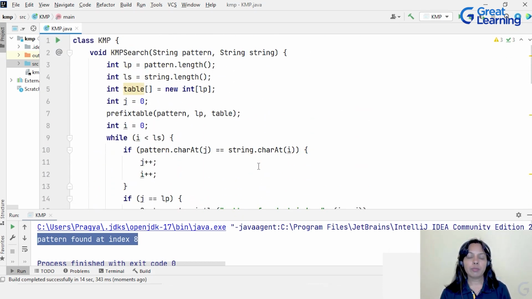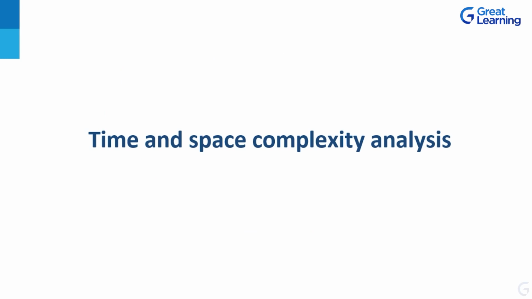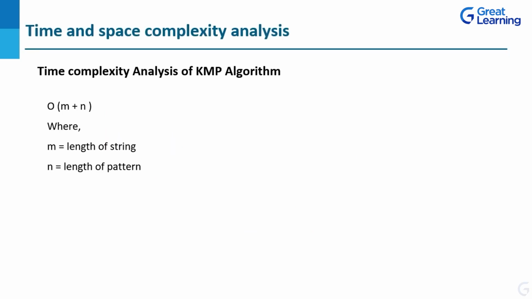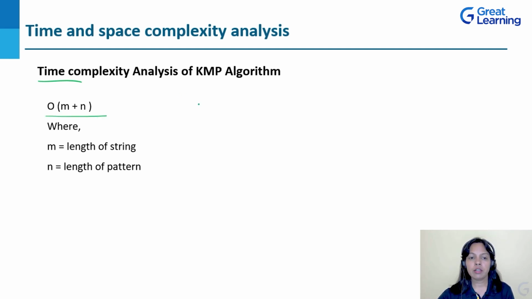So this was all about the implementation of KMP algorithm in Java. Now I'll talk about the time and space complexity analysis of KMP algorithm. So first I'll talk about time complexity. The time complexity of KMP algorithm is big O of m plus n, where the length of the string is suppose m and length of the pattern is suppose n. Then the time taken is m plus n.